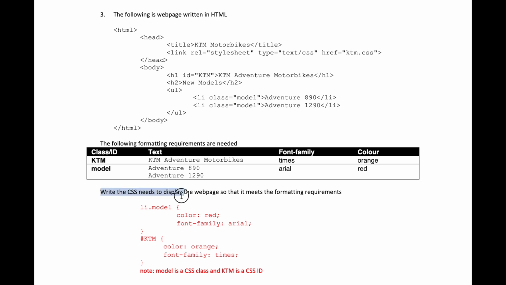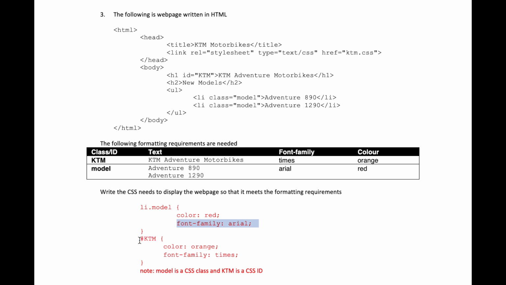So finally, the exam question asks us to write the CSS needed to display the website so that it meets the formatting needs within this table. So first of all, you'll notice that we are defining the class identifier of the list item.model, and we are stipulating a font color of red, and we are stipulating a font family of Arial.